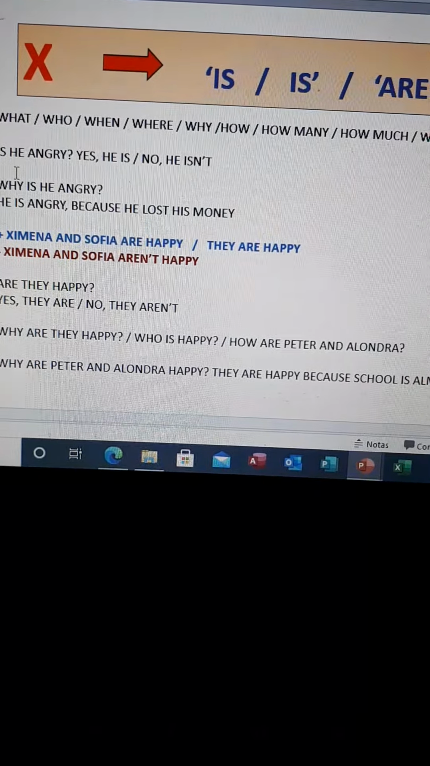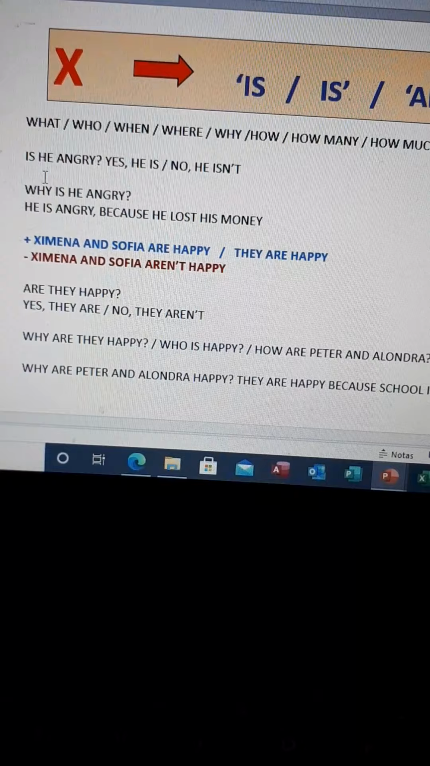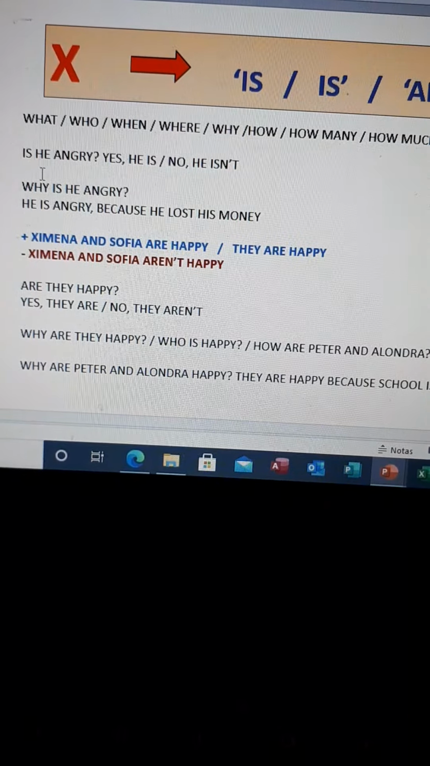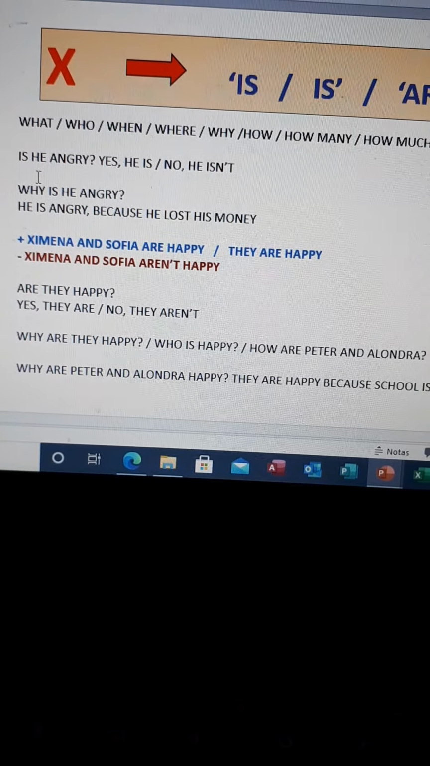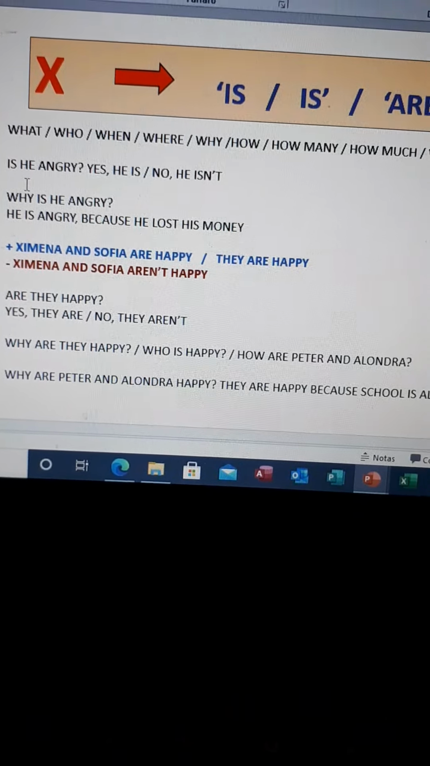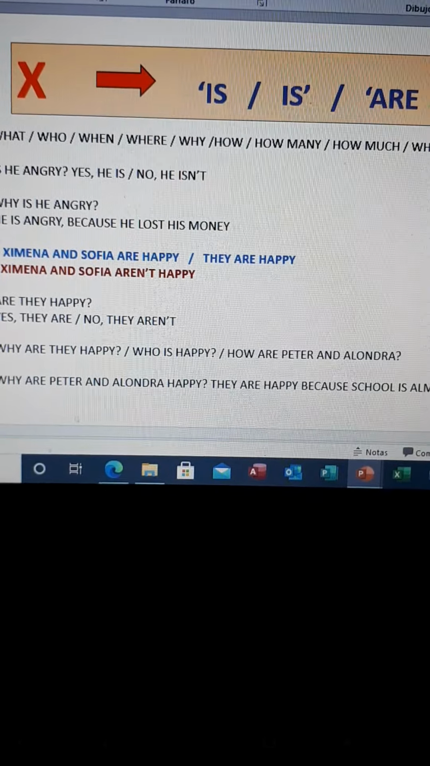Then, are they happy? Yes, they are. No, they aren't. We can ask, why are they happy? Or who is happy? Or how are Peter and Alondra? Well, they are happy, okay? Why are Peter and Alondra happy? Maybe they are happy because school is almost over, okay?